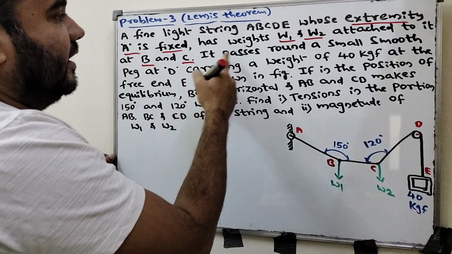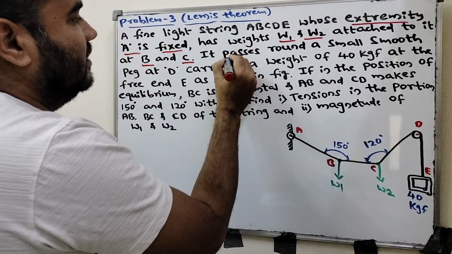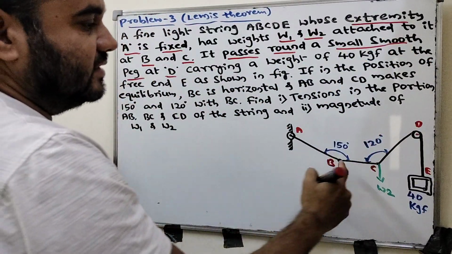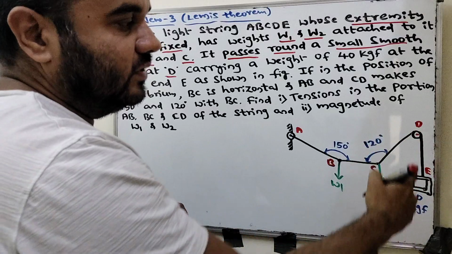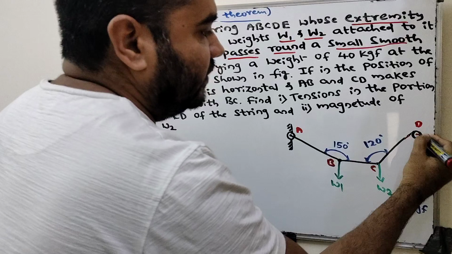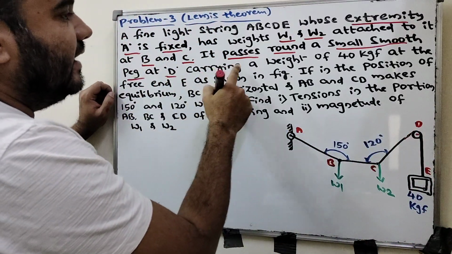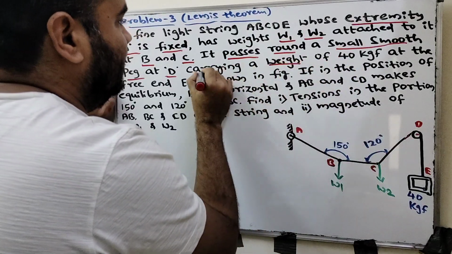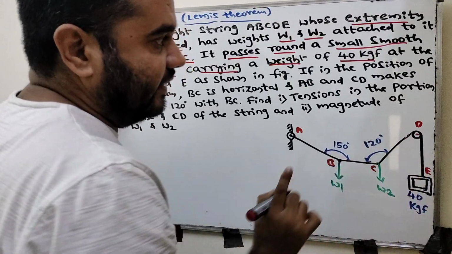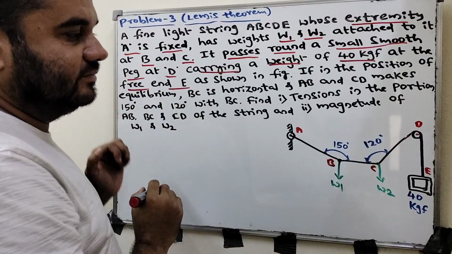Next, it passes around a small smooth peg at D. After C, it passes around a small smooth peg at D here. It is just like a rotary type at D. This is one point he has given. It carries a weight of 40 kgf at the free end E, as shown in the figure.